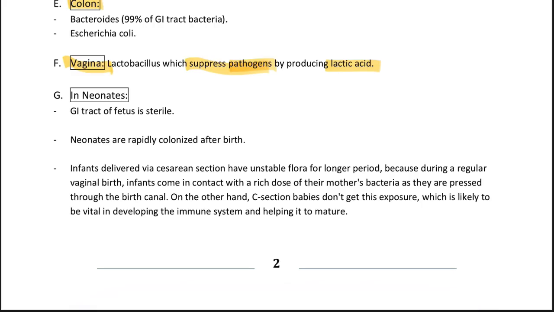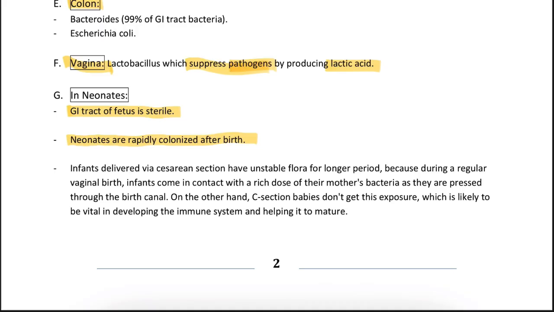The fetal GI tract is sterile. So colonization begins at birth. First of all, vaginal delivery exposes neonates to the mother's flora, which is good for immune development. Cesarean babies lack this exposure, resulting in delayed flora stability and potentially a higher risk of immune disorders.